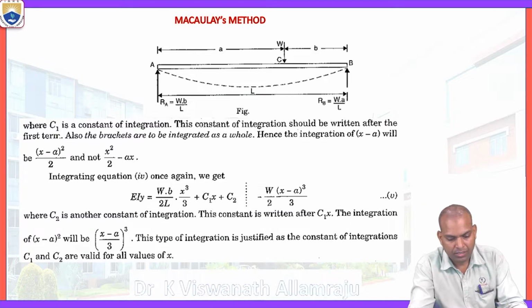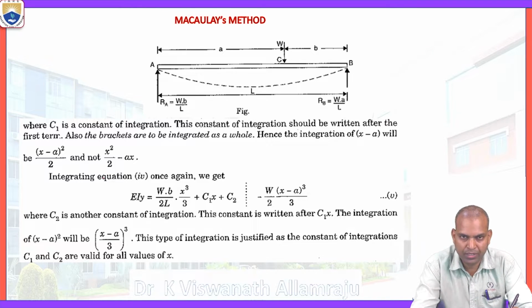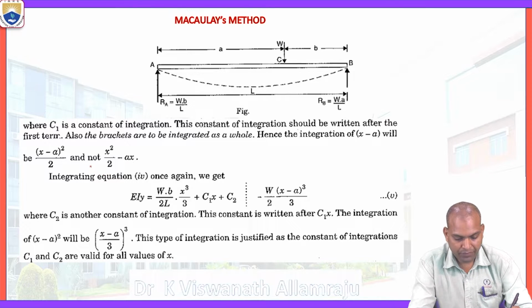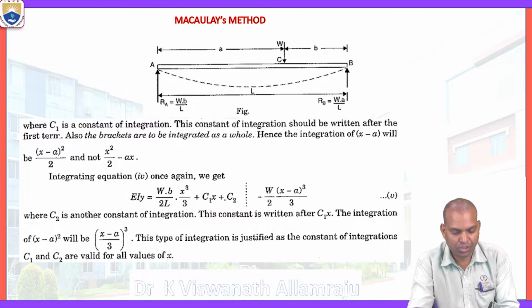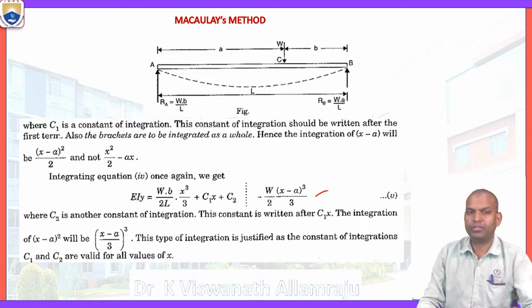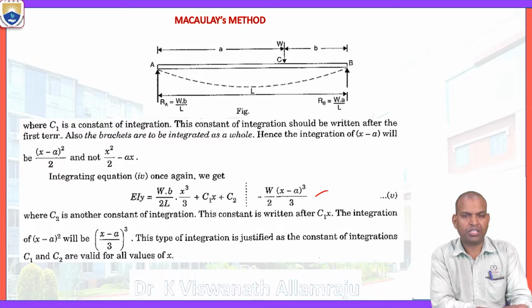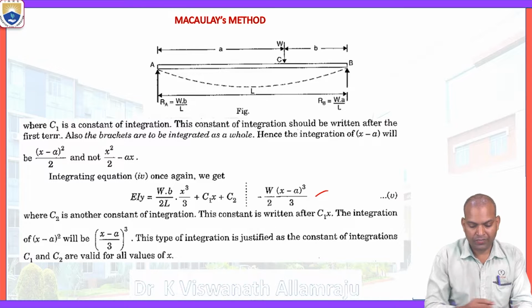Now what next? After c1 is known, if we integrate equation 4 once more, it gives deflection. The deflection is EI times y equal to Wb by 6L times x cube plus c1 x plus c2, minus W by 6 times (x minus a) whole cube. This is equation 4 transformed into equation 5. That equation 5 is known as the deflection equation, provided the constants of integration c1 and c2 are known.